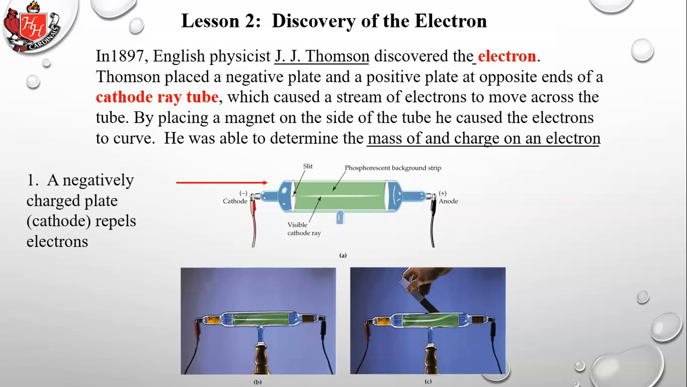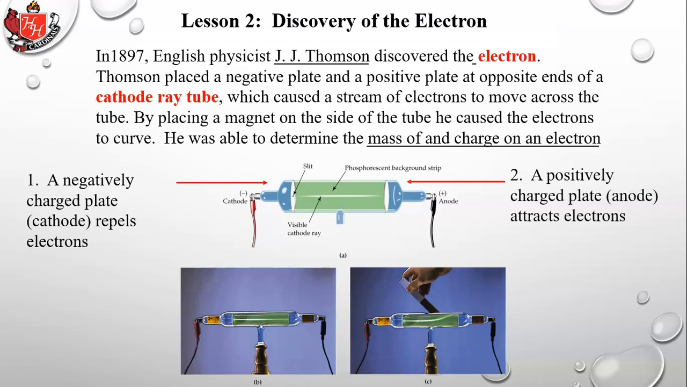So there you see a negatively charged plate. That's called the cathode, and that repels electrons because negative repels negative. Over on the right, you have a positively charged plate called an anode. That attracts electrons because positive attracts negative.